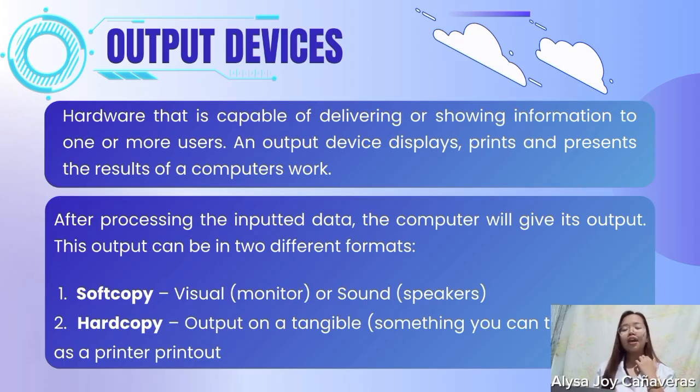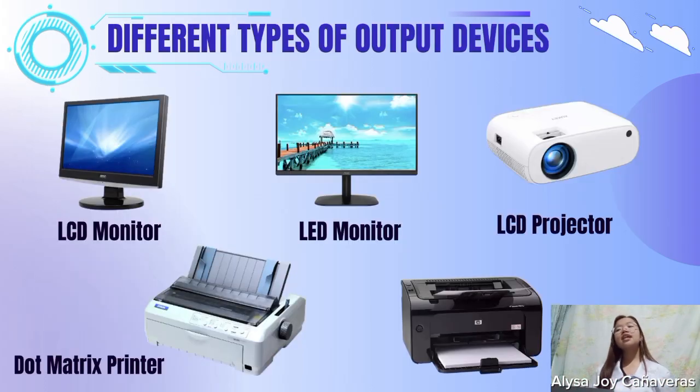Next is hard copy of the processed data, which are outputs on a tangible medium. Tangible means something that you can touch, such as a printer or any printout documents. After processing the inputted data, the computer will give its output, and the output device is the one tasked to give the output of the processed data. Here are some examples of output devices. The LCD monitor. Why is it considered an output device? Because it displays the information that we want to see. It displays the processed information from the data that has been input in a computer.